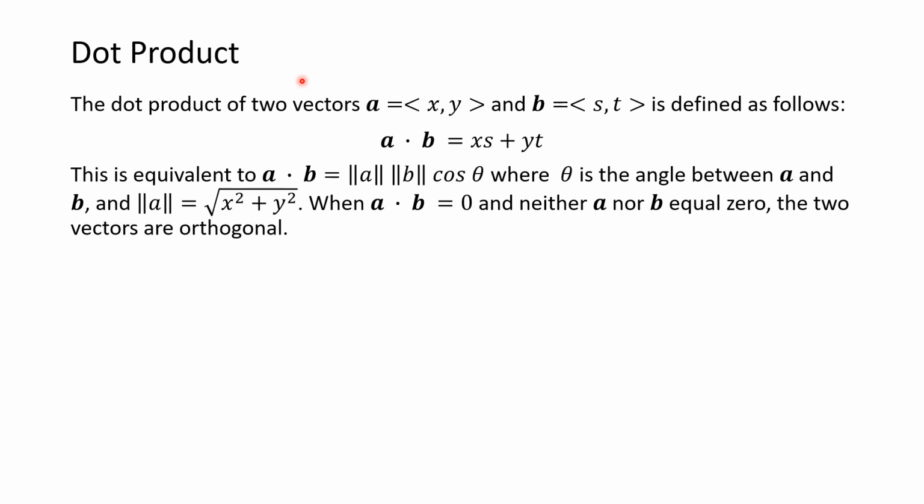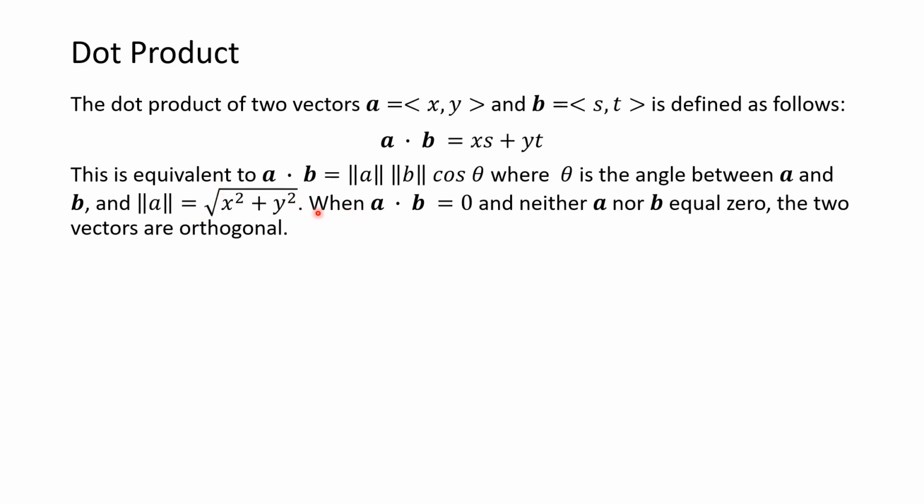Before we prove our theorem concerning the level curves intersecting at right angles, we need to refresh our memory of something called the dot product, which is what I have here on this slide. If we take two vectors, you can think of them as being complex numbers. The dot product is just x times s plus y times t. And that's equivalent to the norm of A times the norm of B times the cosine of the angle between A and B, where the norm is just the same thing as the modulus.